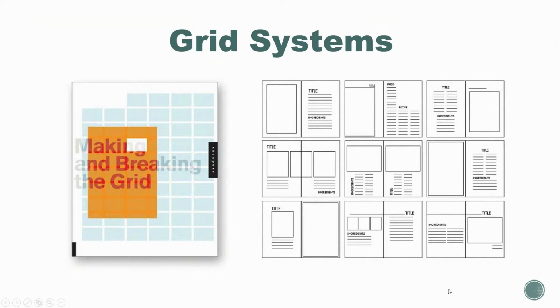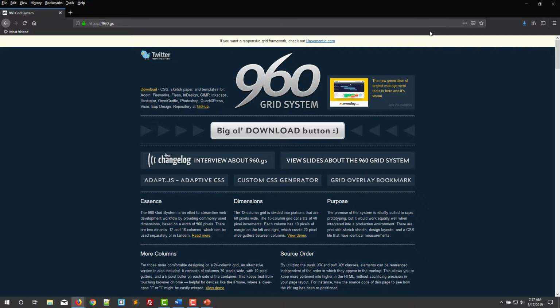This is a really great book, Making and Breaking the Grid. This is more for traditional types of design, like print media, but this can be a really great way for you to start thinking about how you organize information and how you have it relate to other information on the same page. So this idea of looking at grids first and foremost, there's a website called 960 Grid System.